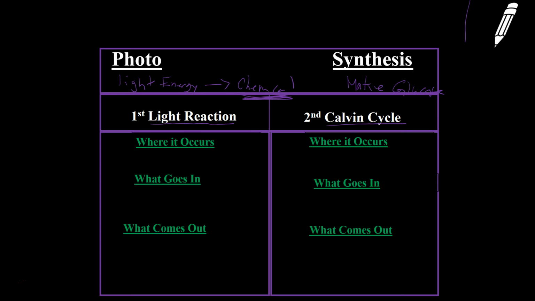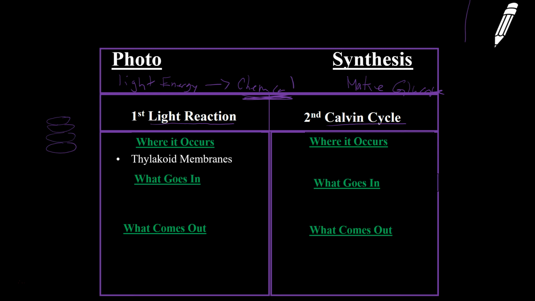These are the 3 things for each reaction that I want you to know: where it occurs, what goes in, and what comes out. So the first one, the light reaction, where does that occur? Well, that's going to take place in the thylakoid membranes, those little discs, all of those discs that we talked about. Each individual disc is going to have the light reaction going on.